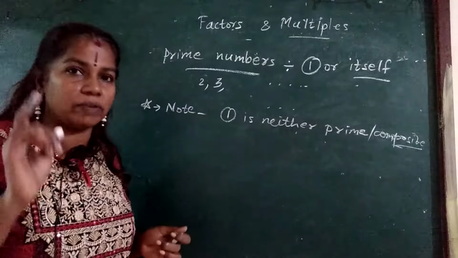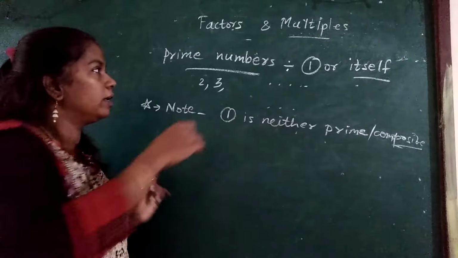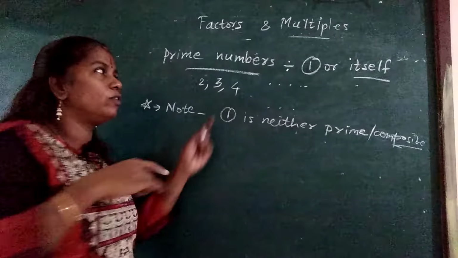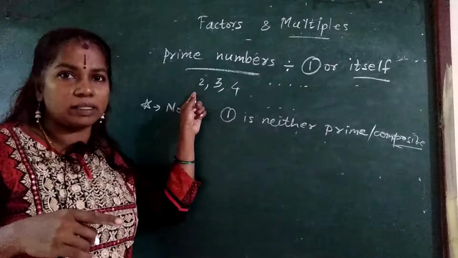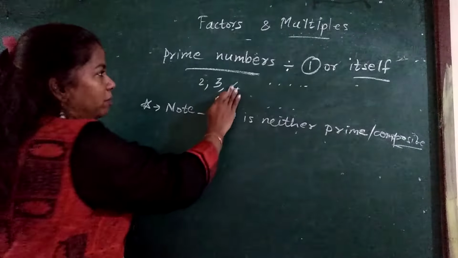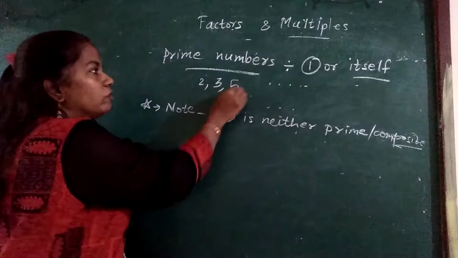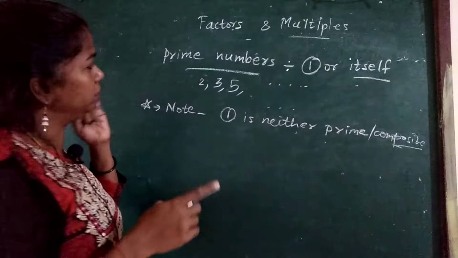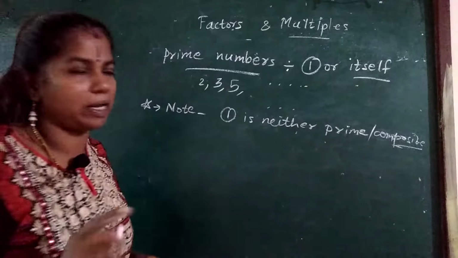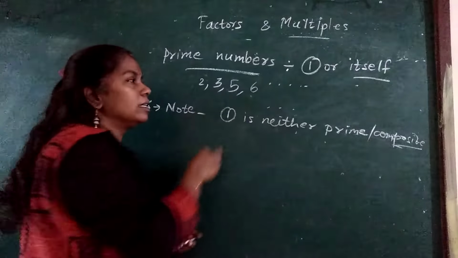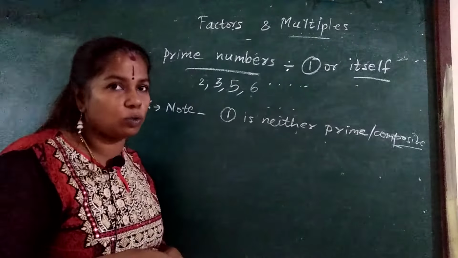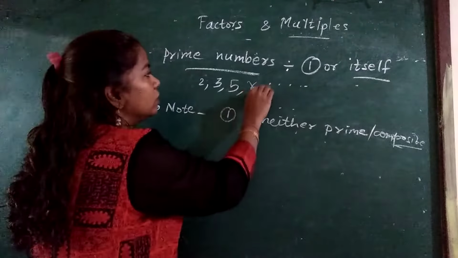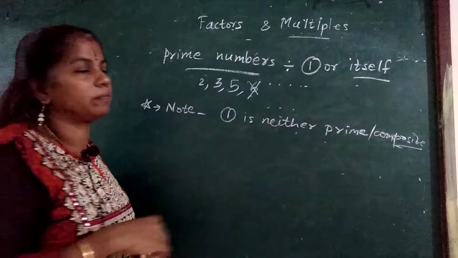Okay. After 2, what? 3. 3 is divisible by 3 and 1. Next, 4. 4 is divisible by 2, isn't it? Then it is not a prime number. Then we will go for 5. 5 is divisible by 5 and 1. So, it is a prime number. Next, 6. 6 is divisible by 2 also and 3 also. So, it is not a prime number.